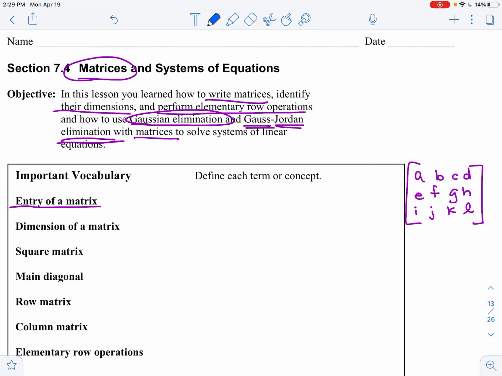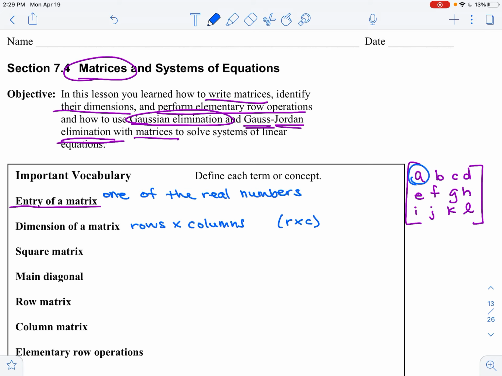So an entry of a matrix is one of the real numbers that makes up a matrix. So like A is an entry of the matrix, but we can see that there are 11 others. The dimensions of the matrix, we name that by the rows, by the columns. So the dimension is always R by C.